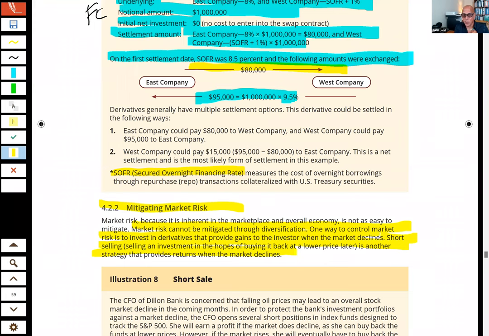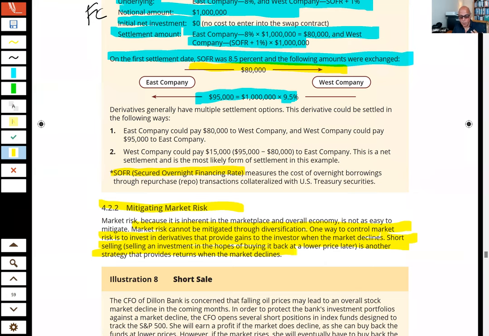But I'm thinking the market's going to decline. Now, let's say I'm correct, and sure enough, the market does decline. And now that stock is only selling for $70 because there's been a big decline in the market. What happens? Now I can buy that stock for $70. I give it back to you. I borrowed it from you. I give it back to you, and I get to keep an extra $30 in that situation.